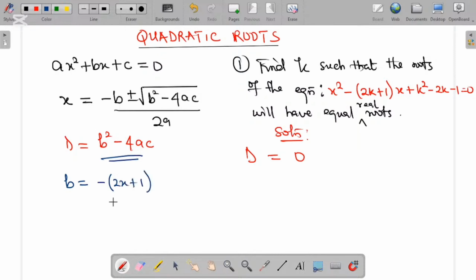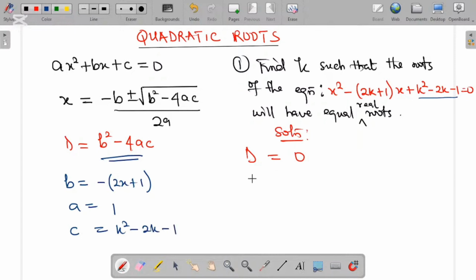And what is our a? We are given b squared minus 4ac. Our a is the coefficient of x squared, and the coefficient of x squared here is 1. And then c is a constant, which is the whole of this, and that is k squared minus 2k minus 1.